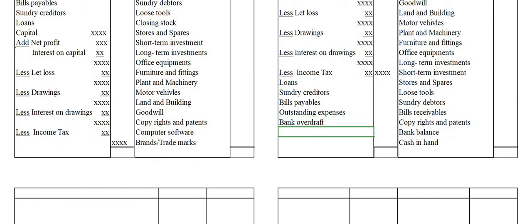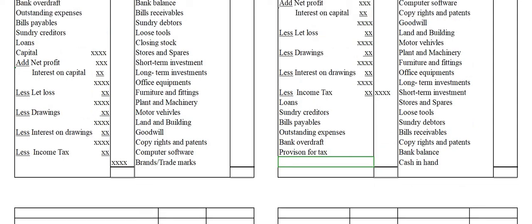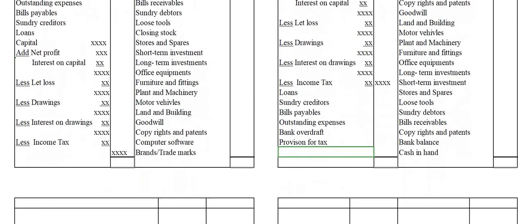Then after bank overdraft we can write the provision for tax. So these are all the items in the balance sheet if it is prepared on the basis of permanence.